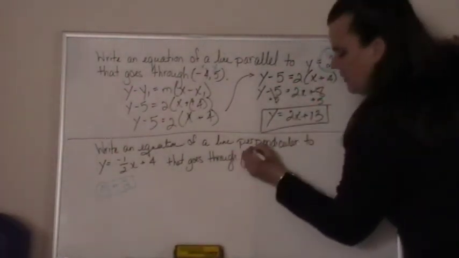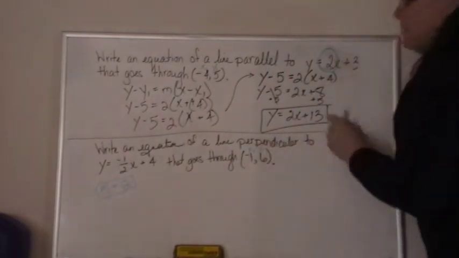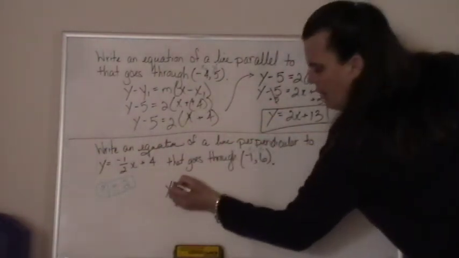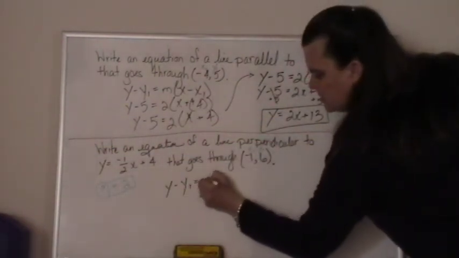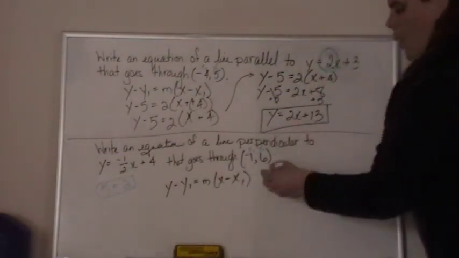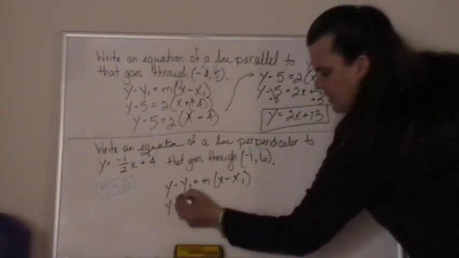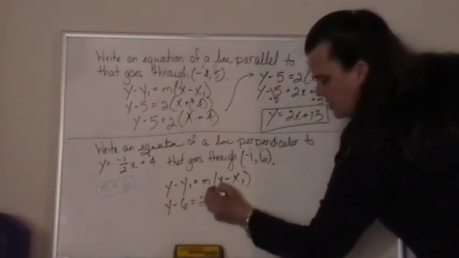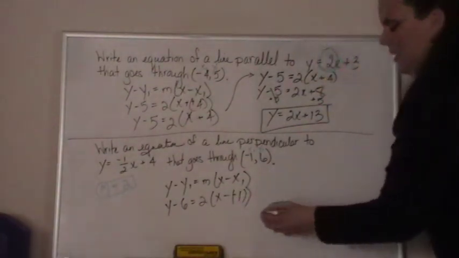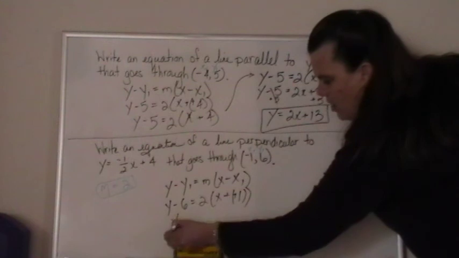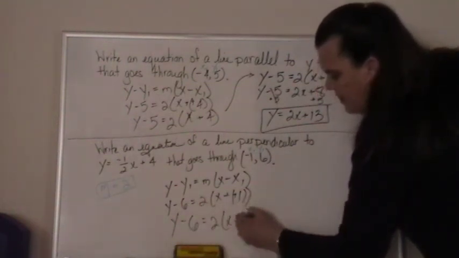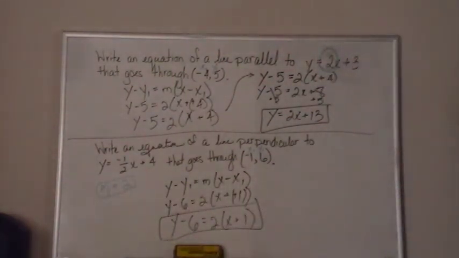We only have one point, x1 and y1, and we'll start with point slope form. So I have y minus y1 equals the slope times x minus x1. My y1 is a 6, so y minus 6 equals, the slope is 2, x minus a negative 1. I can make this plus a positive and simplify. Y minus 6 equals 2 times x plus 1. So this is my equation in point slope form.